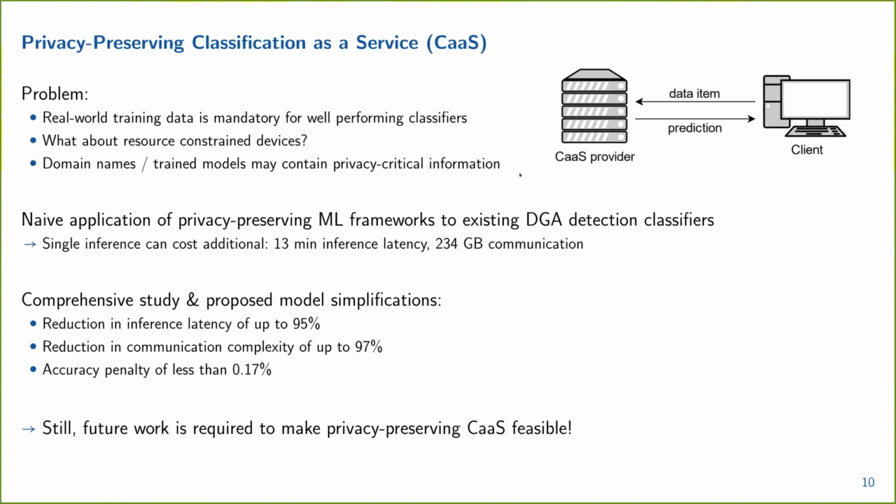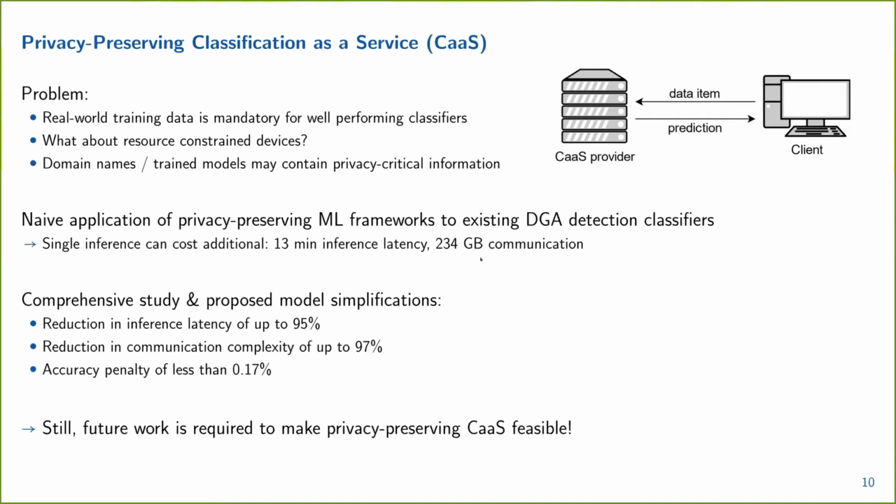So we again conducted a comprehensive study in which we analyzed different homomorphic encryption and secret sharing based approaches to secure multi-party computation, and we proposed several model simplifications. These model simplifications result in a reduction in inference latency of up to 95% and a reduction in communication complexity of up to 97%, while obtaining an accuracy penalty of less than 0.17%.